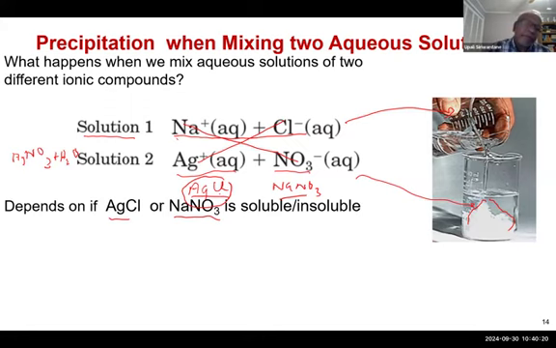A precipitation reaction depends on one of the salts being insoluble. If both are insoluble, there's no reaction.